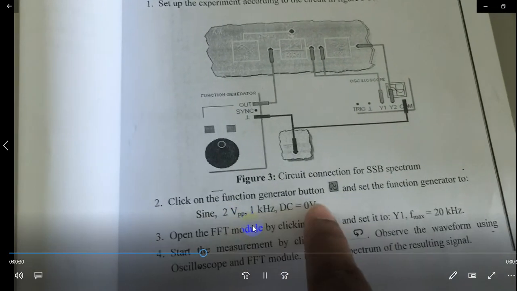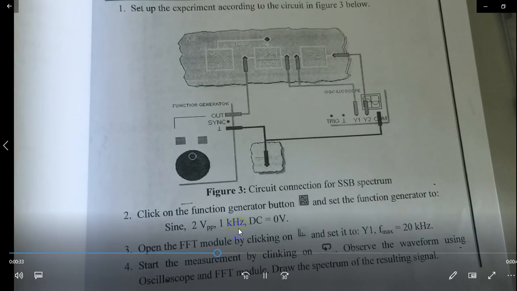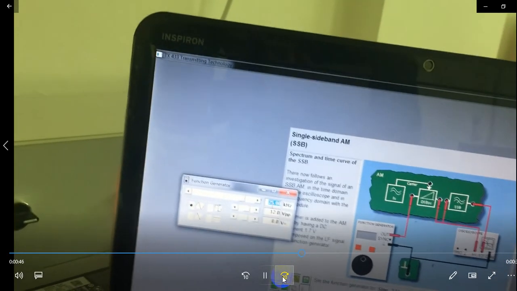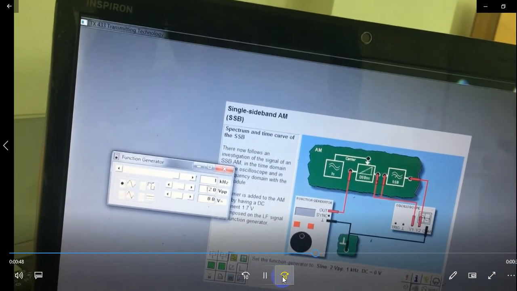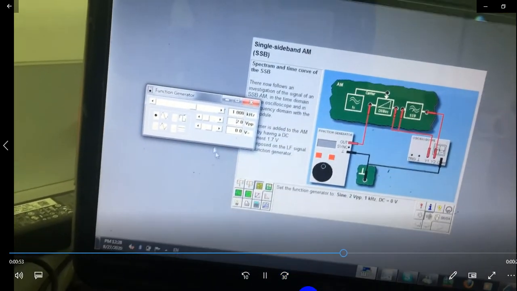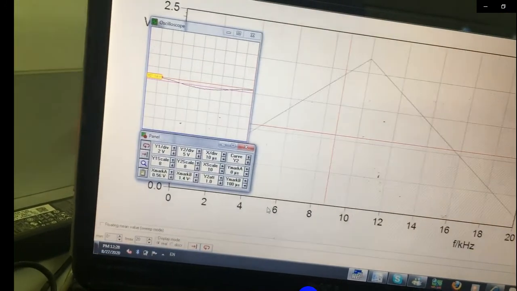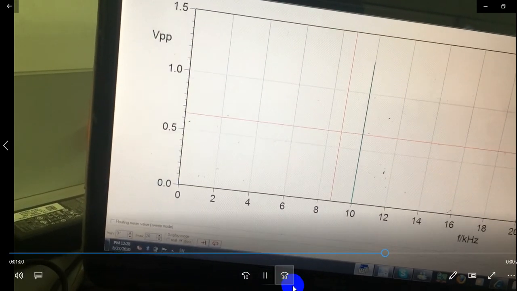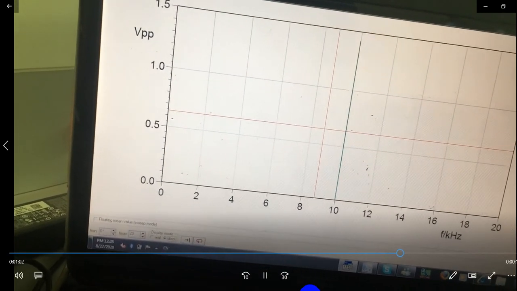Keep these parameters at 1 kilohertz peak to peak and DC as 0. Go and set the parameters in the function generator. Open the function generator. Let us set the parameters to 1 kilohertz peak to peak and DC as 0. Now let us take the spectrum.